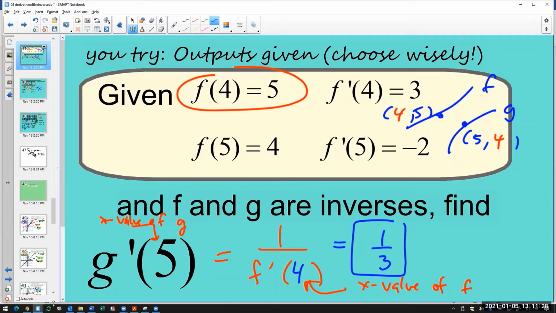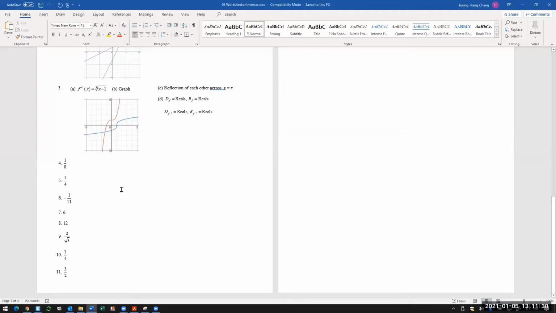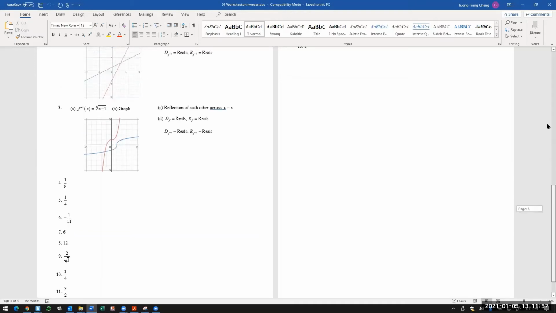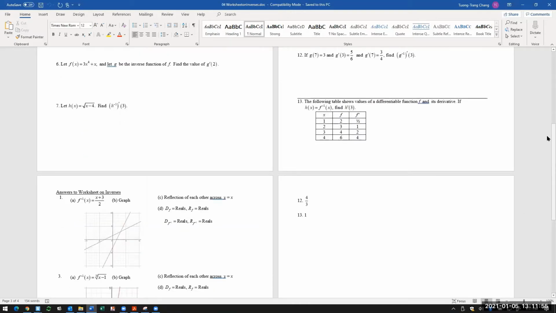All right, now we finished our notes, right? Okay, let's go look at your homework, guys. These are the solutions. All the odd solutions were online, so let me read to you the even solutions. Check your work as you're going. Number 4 is 1/8. Number 6 is negative 1 over 11. Number 8 is 12. Number 10 is 1/4. And number 12 is 4/3. And number 13 is 1. Okay, does anybody need anything repeated? You're good? The odd answers are already online.